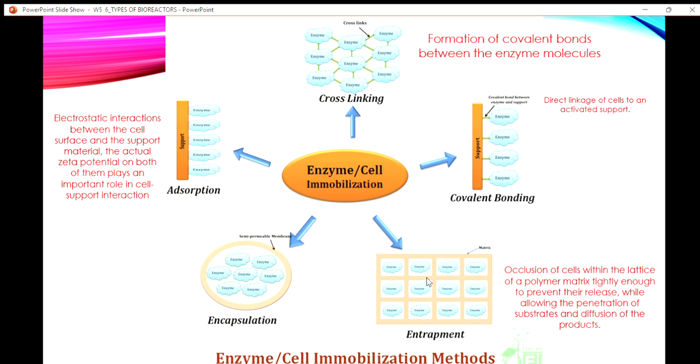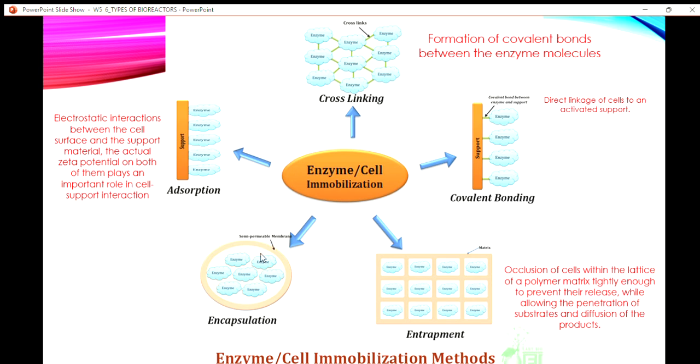Okay, and then for this one you need to add something, a gel or matrix, a polymer matrix, that is enough to prevent the cell from being released, but also allows the penetration of substrate and the diffusion of product. So the formation of product occurs here, but because this matrix is porous, your product will be diffused out from this entrapped immobilized cell.